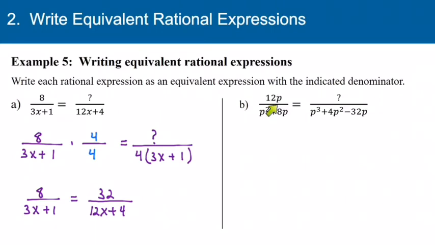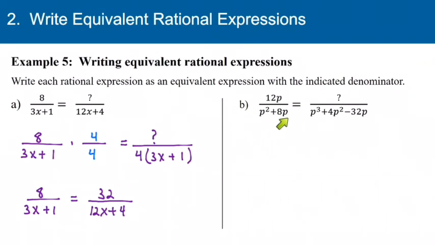So here we have 12p over p squared plus 8p. And we're asked to get a new fraction where the denominator is p to the third plus 4p squared minus 32p. And that looks so complicated. But once we get both of these denominators factored, we'll be able to figure out what's missing, and we'll know then what to multiply by in order to get our new top. So let's start by factoring this first denominator.